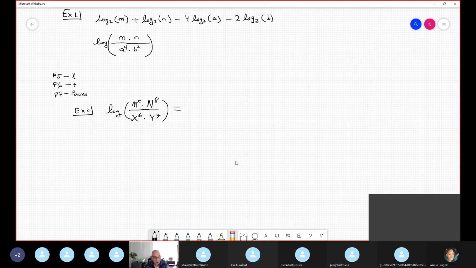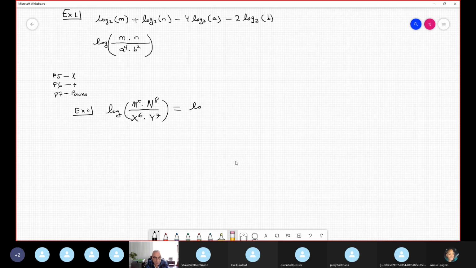Okay, so now I put the top part as positive. It says log m, but the exponent 5 I put as a factor in the front. Don't forget the parentheses. Plus a times log of m, minus 6 times log of x, minus again, because everything in the denominator is negative, 7 log of y. That's it. Super easy.